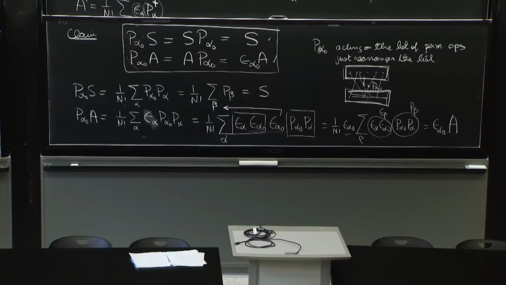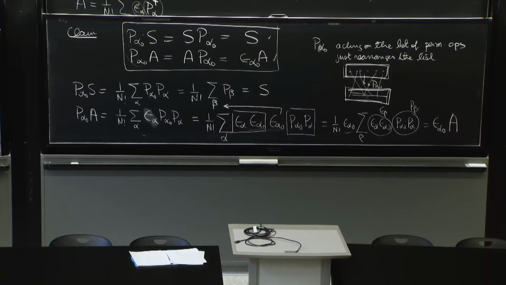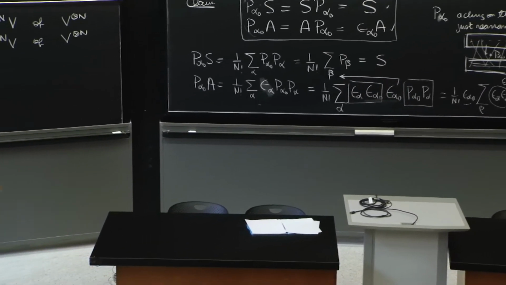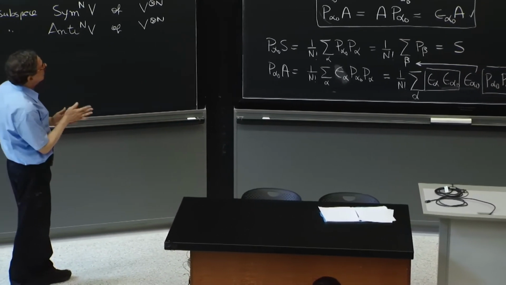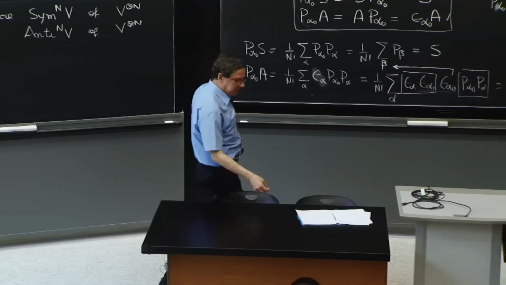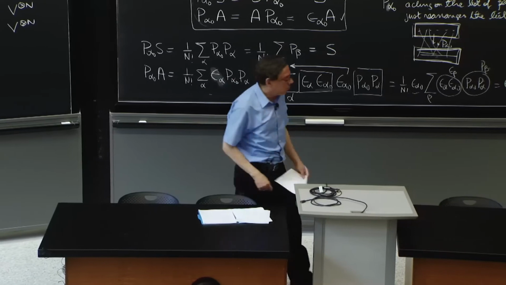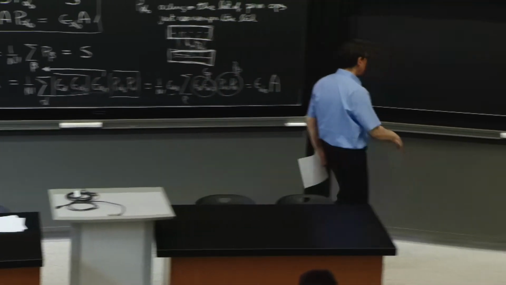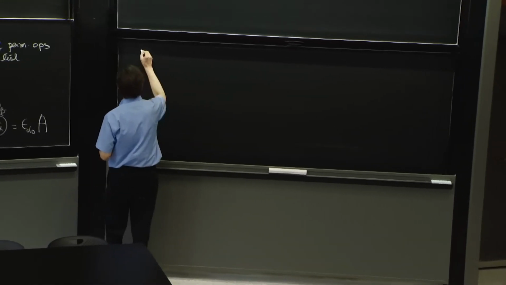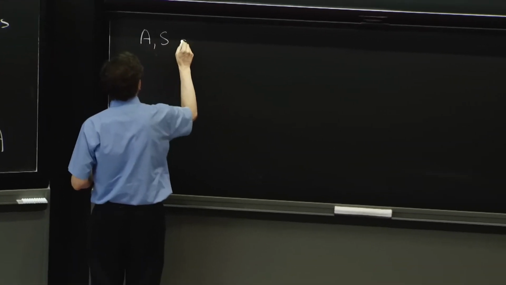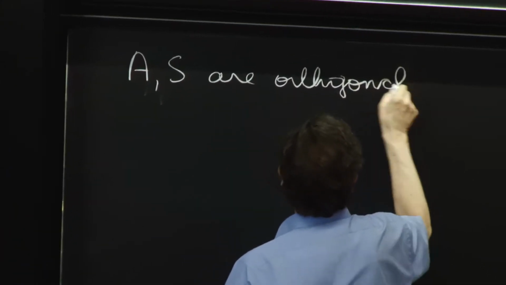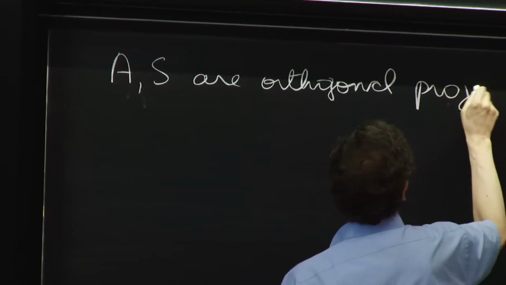Okay, little by little, these operators are a little complicated because they have lots of terms, and therefore manipulating them requires some care. But now we're ready for the main claim about these operators. We can do the arithmetic with them and finally say that A and S are orthogonal projectors.